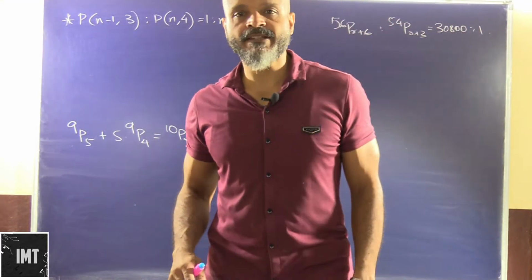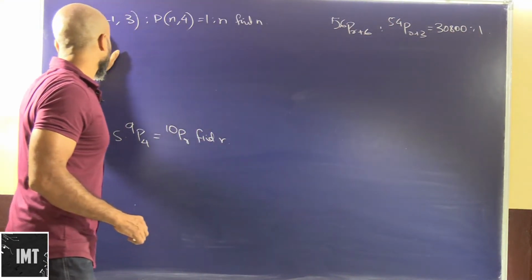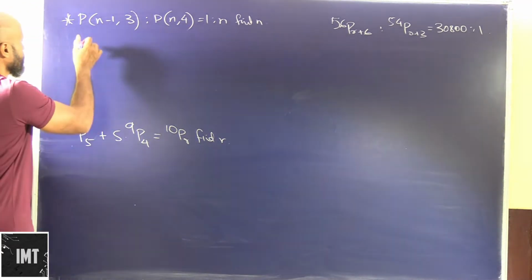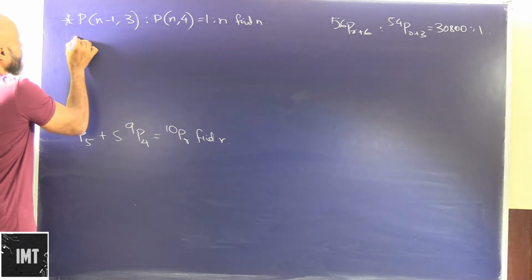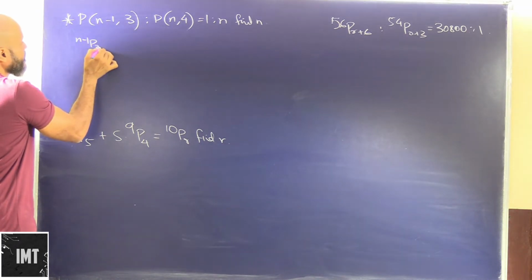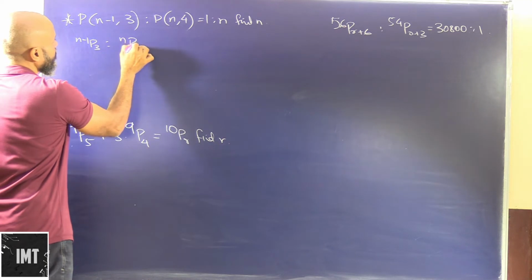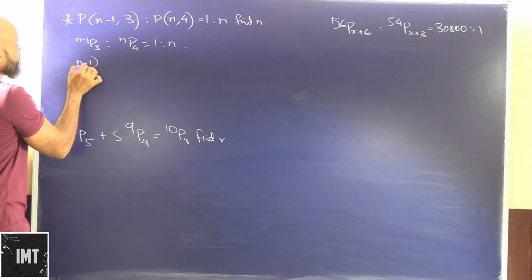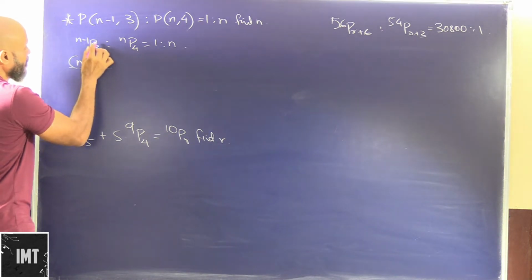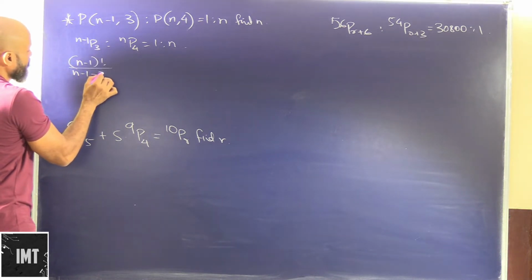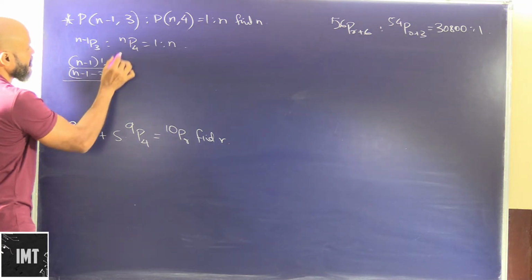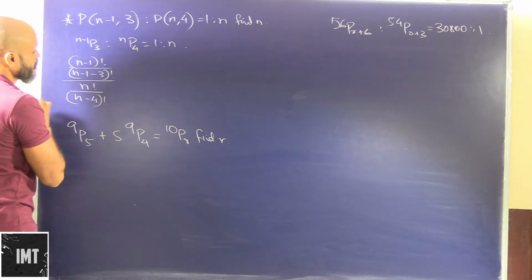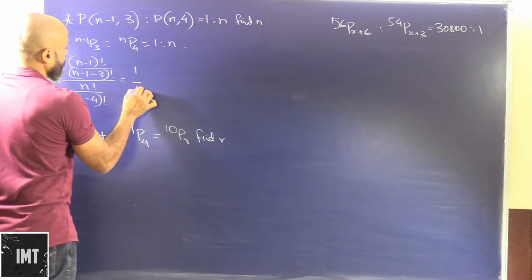Okay, so we have 3 sums out here. One is basically (n-1)P3 : nP4 = 1 : 9, find n. So let's start with this one. So here we have (n-1)P3 is to nP4 is equal to 1 is to n. So very quickly this will be (n-1) factorial upon (n-1-3) factorial upon n factorial upon (n-4) factorial is equal to 1 by n.